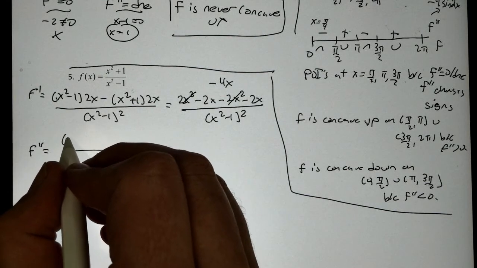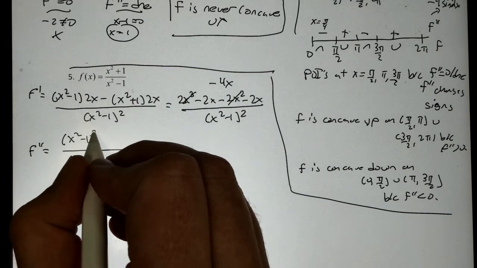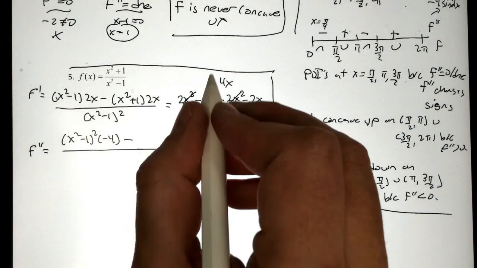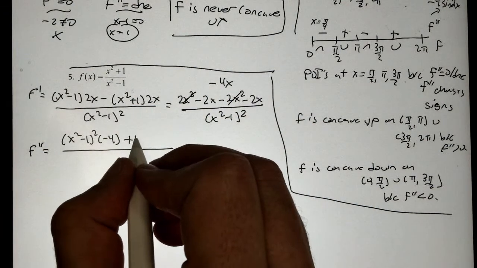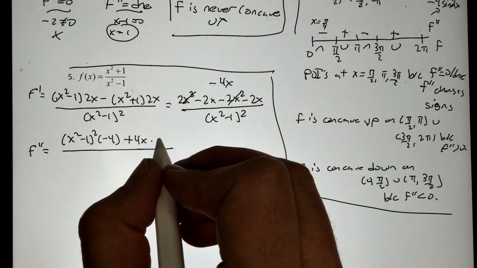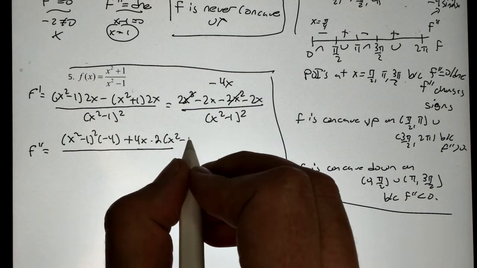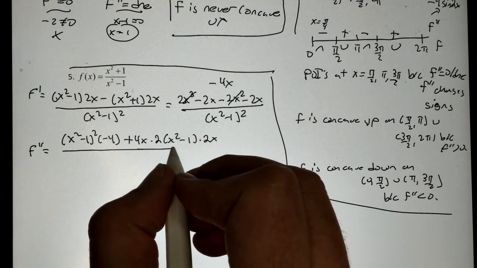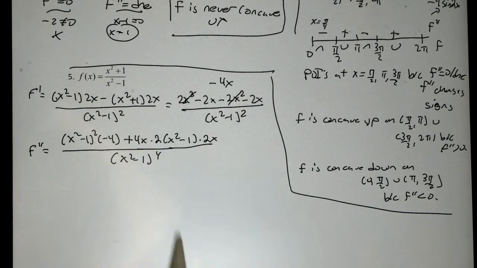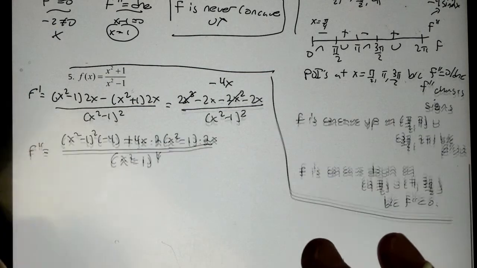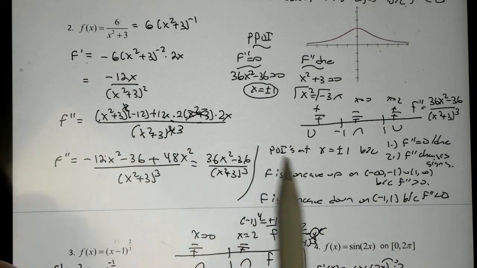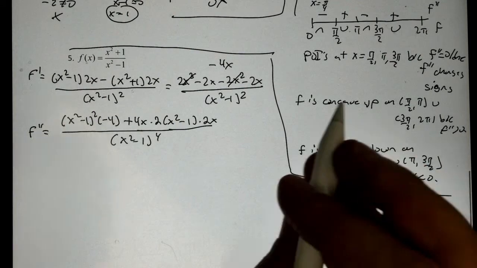Oh my gosh. Low x squared minus 1 d high times negative 4 minus high, it's a negative 4, so I'll make that a plus 4x d low. Chain rule: 2x squared minus 1 times 2x, all over the bottom squared. Now you might be thinking, man, that's really ugly. But just like we did way up here, we're going to have terms that cancel.